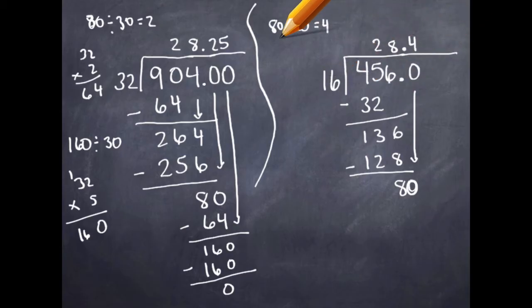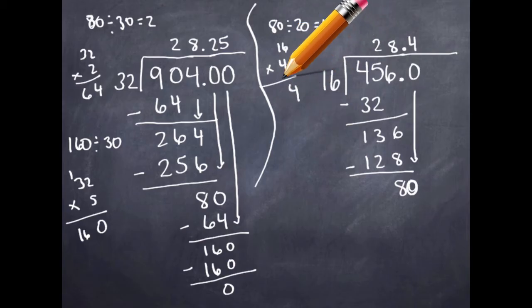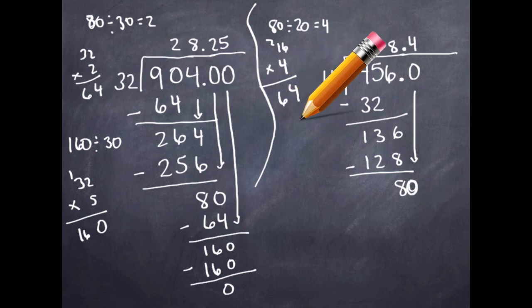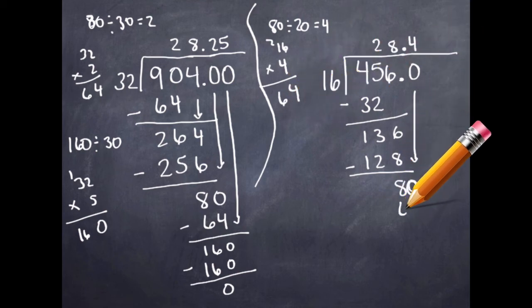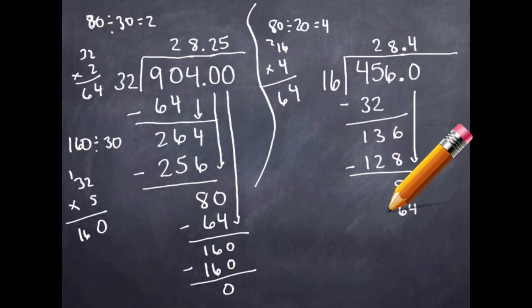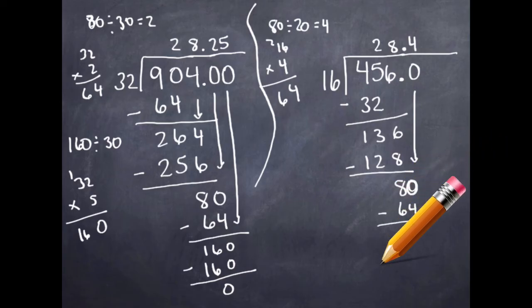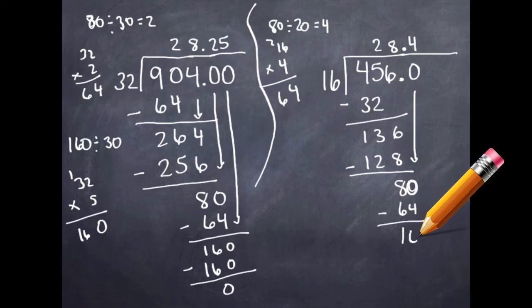So 16 times 4. Let's do that real quick. 4 times 6 is 24. 4 times 1 is 4, plus 2 more is 64. So that should work. So I'm going to put my 64 here. Subtract to see how many tenths I'm left with. All right, that would leave me with 16 tenths.